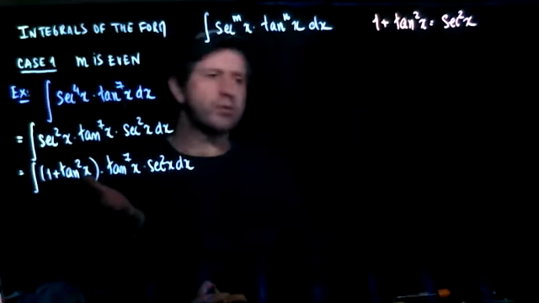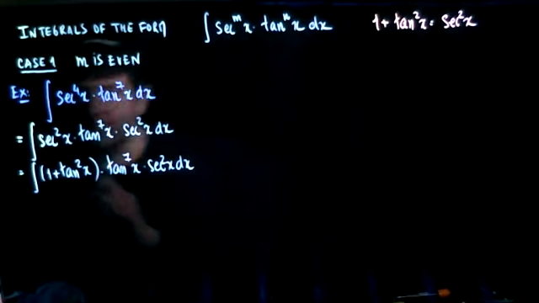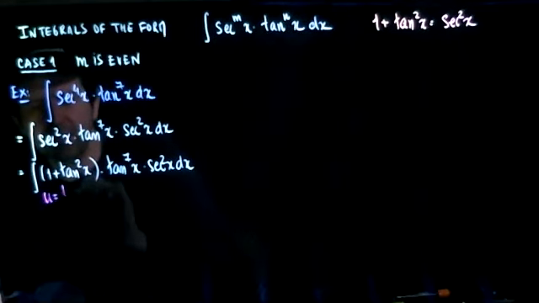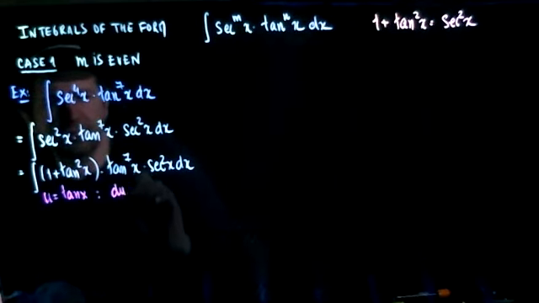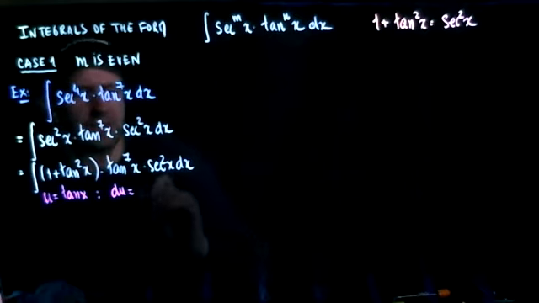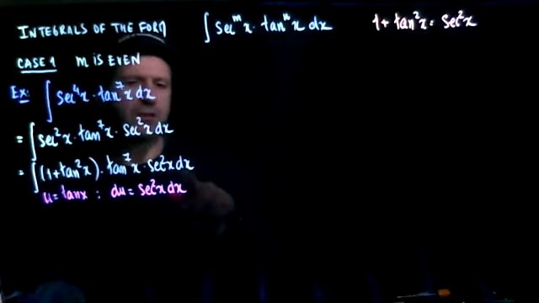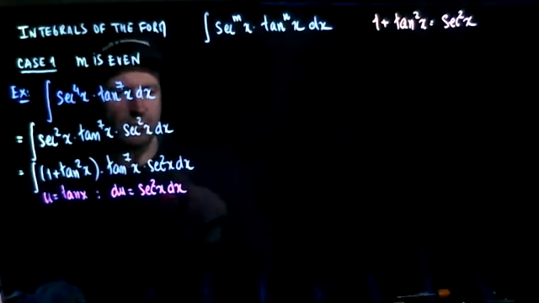Okay, and now I can do a substitution. The substitution will be u is equal to tangent x, and so du is the derivative of tangent, which is secant squared x. It's perfect, very convenient. That's why I saved the secant squared here. That's going to be my du.